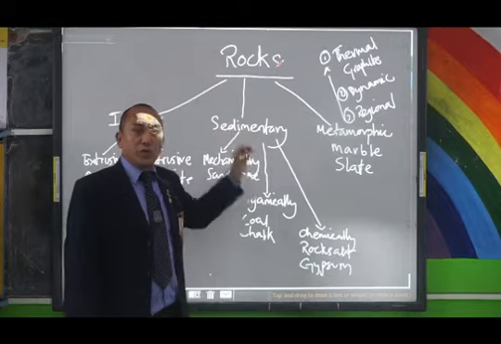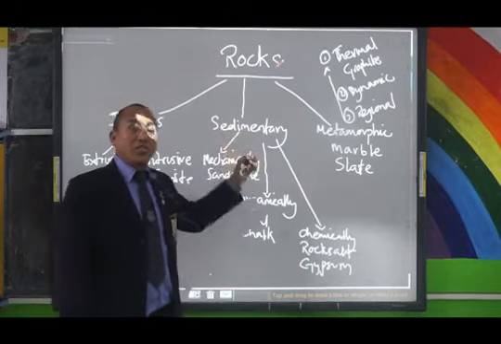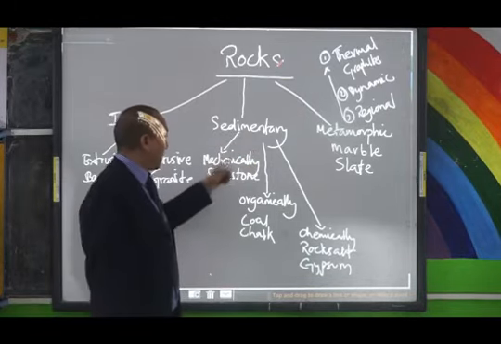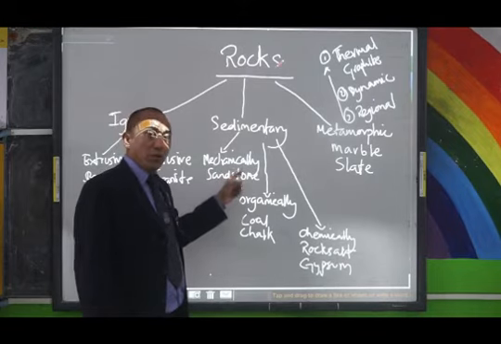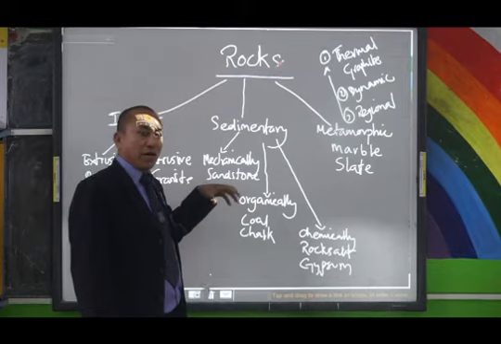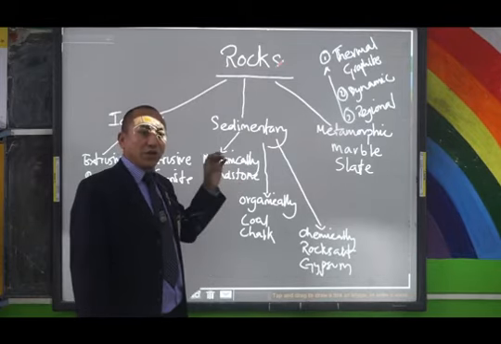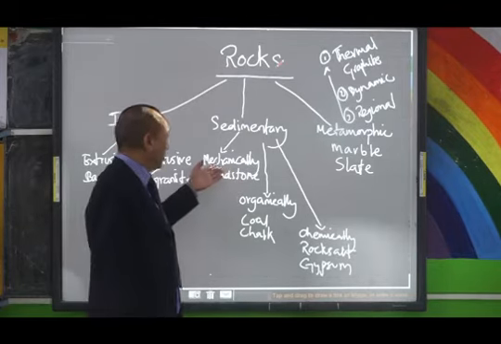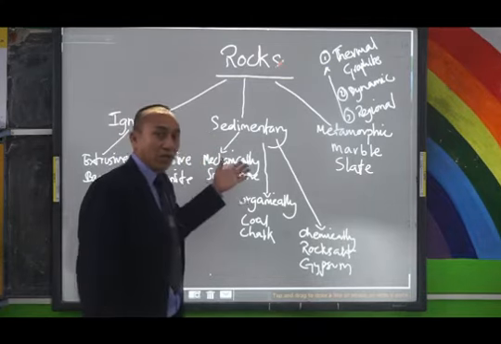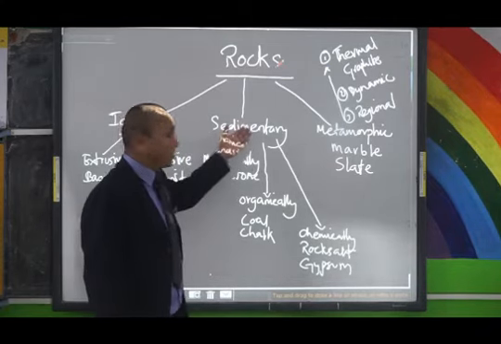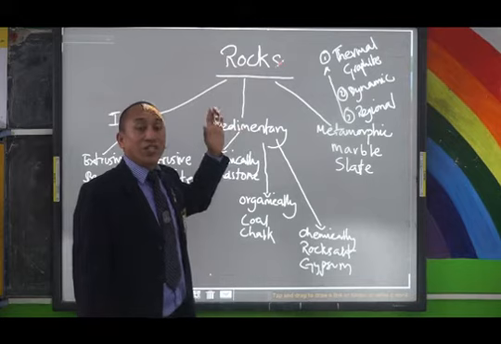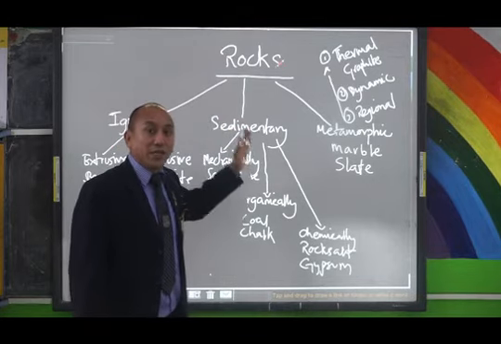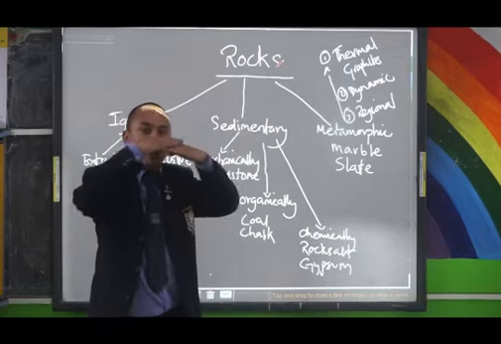Then we come to sedimentary rocks. I told you sedimentary rocks are those rocks which are formed when the sediments are compressed. They are mechanically formed sedimentary rocks, which are formed when the rocks are broken down, either because of glaciers, rivers, or wind. When the igneous rocks are broken down, they are also called secondary rocks. They are also called stratified rocks or layered rocks because they are formed in layers.